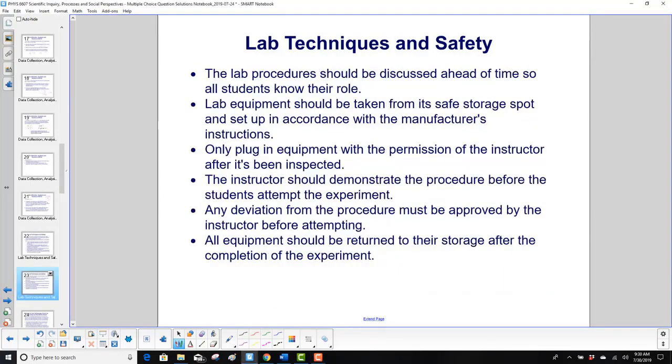The lab procedure should be discussed ahead of time so all students know their role. Lab equipment should be taken from its safe storage spot and set up in accordance with the manufacturer's instructions. Don't make it up. If you don't know how to use it, read the instructions. Only plug in equipment with the permission of the instructor after it's been inspected. The instructor should demonstrate the procedure before any students try it. Any deviation from the procedure, for example, if the students come up with what they think is a more clever way of doing it, that's fantastic, but the instructor has to approve it. And then, of course, when you're done, clean up your table. Return all equipment to their storage.